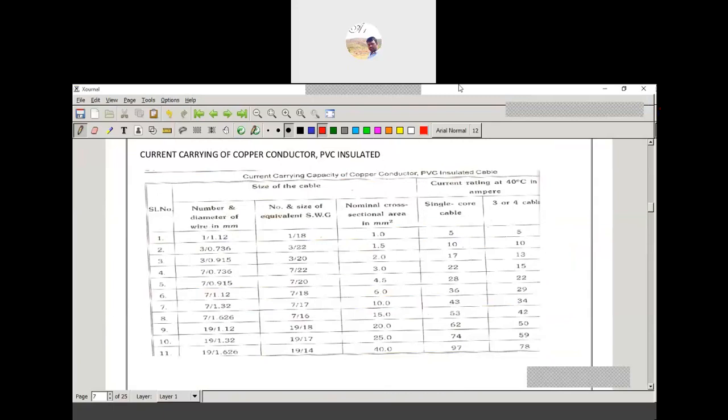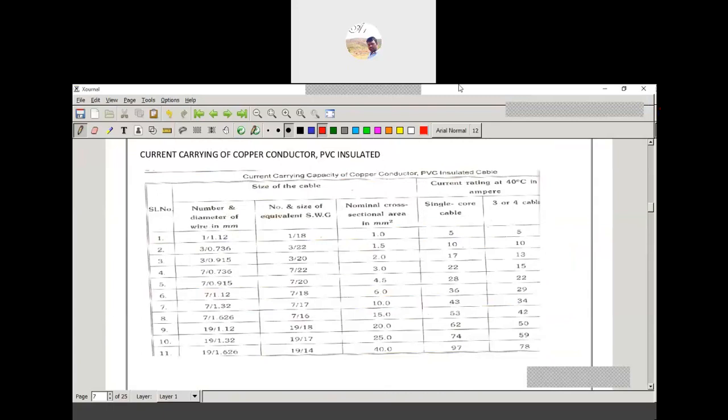So here is the nominal cross sectional area. In case we take the millimeter square, 6 millimeter square, then we have the 7 by 18. The single core cable is having the 36. Then the current rating: for a 3 or 4 core cable, it will stand 29 amperes. So how many amperes? If you want a 5 ampere rating, we have to use 1 mm square. If you want 10 amperes per single core cable, you have to use 1.5 mm square cable. A 2 mm square cable will stand 17 amperes.